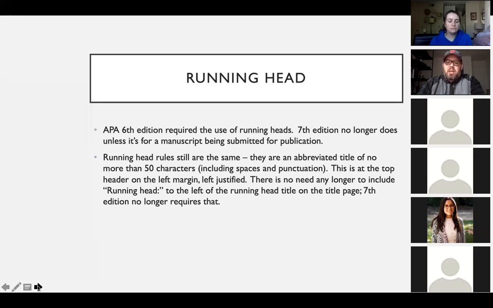It's an abbreviated title of no more than 50 characters, including spaces and punctuation. And this is at the top header on the left margin, left justified. And there's no longer any need to include the words running head and then a colon to the left of the running head title on the title page. That's a change in 7th edition as well.